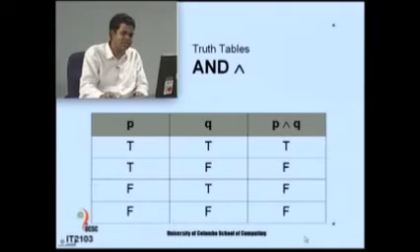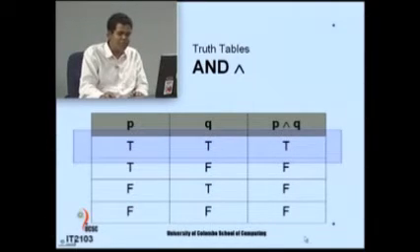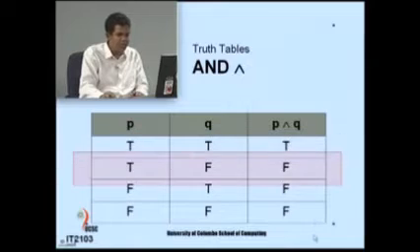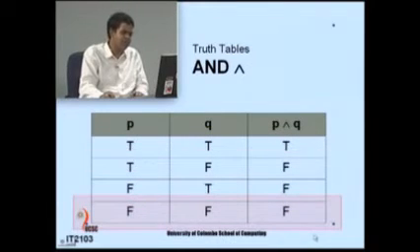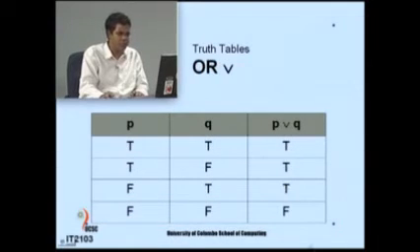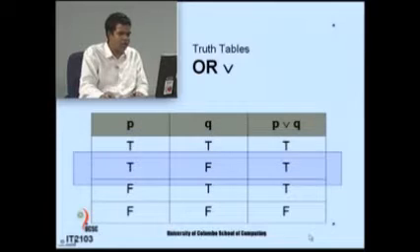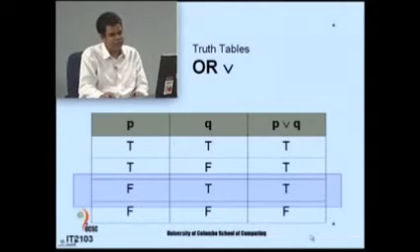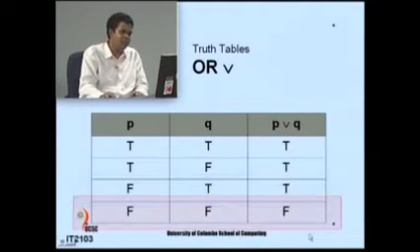Okay, let us consider the truth values. When both P and Q are true, P and Q is true. In all other cases, it is false, as we saw before. Similarly, we can consider the truth table for OR. In this case, P or Q is true whenever at least one of P and Q is true, and it is false only when both P and Q are false, as we saw earlier.